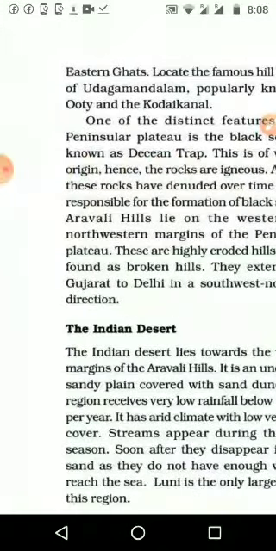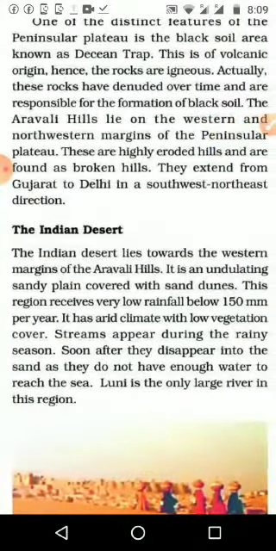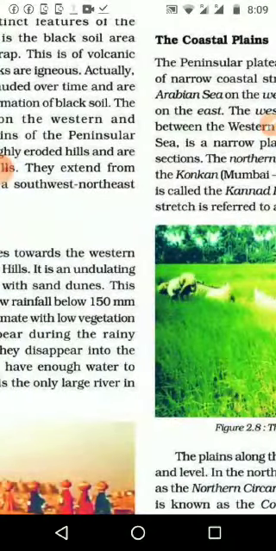Another thing is the climate. There is a hot sun, reaching 48 degrees in the summer season, and in winter nights the temperature goes to minus degrees. That is the special climate of this Rajasthan desert, or Great Indian Desert, or Indian desert. You can see the speciality of that.